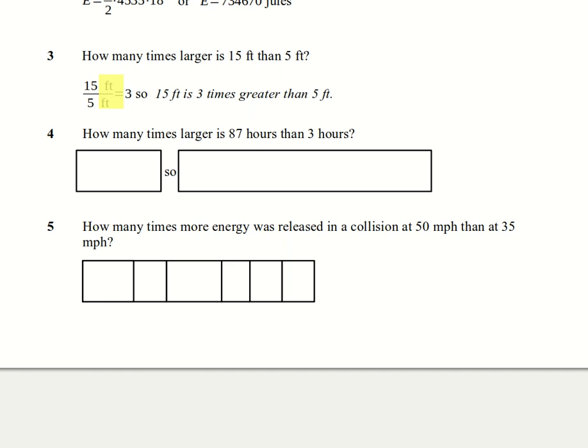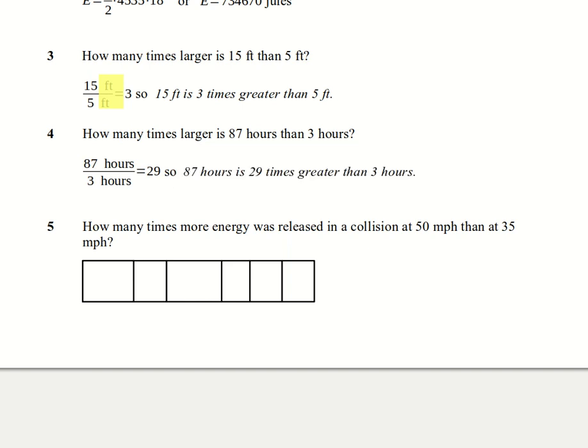The next question asks us to compare hours to hours. The hours are going to cancel just like the feet did in the previous problem. 87 hours over 3 hours is going to leave us with 29. So we're going to say that 87 hours is 29 times greater than 3 hours. Now, that is a preamble. It's reminding us how to solve questions that involve how many times questions.